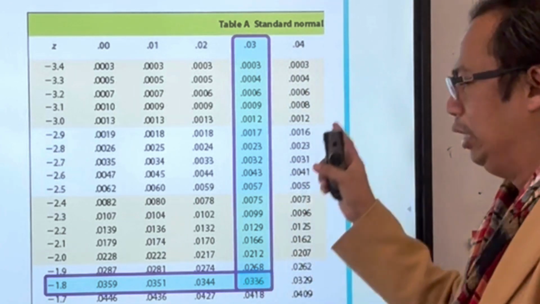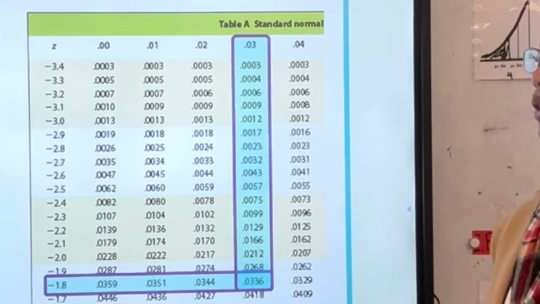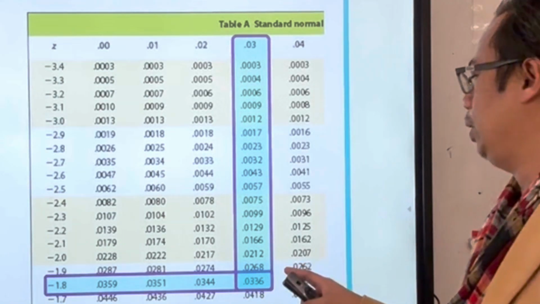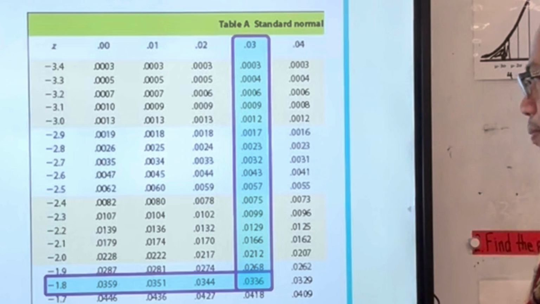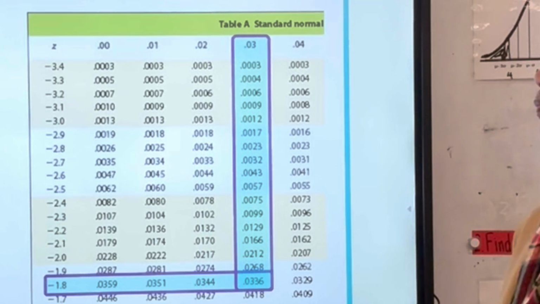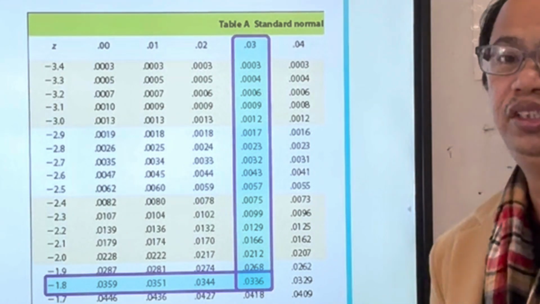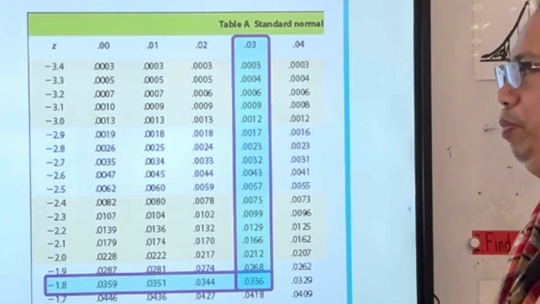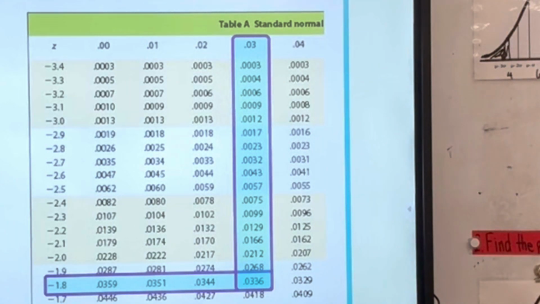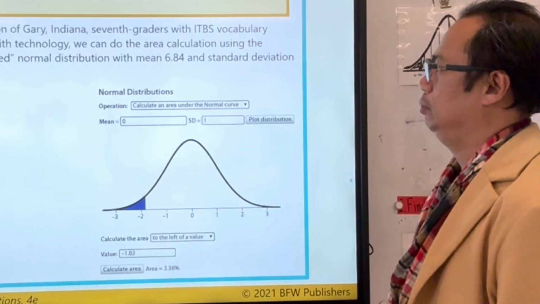Once they meet, we got that answer as our percentage area. So we got 0.0336. That's the percentage area. So we estimate that about 3.4, actually that's 3.36, percent of Gary, Indiana, 7th graders scored below the 4th grade level on the ITBS vocabulary test.